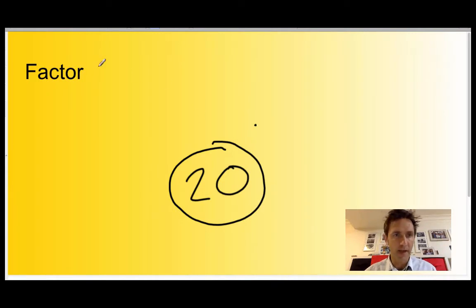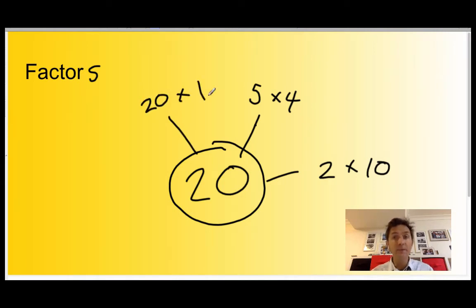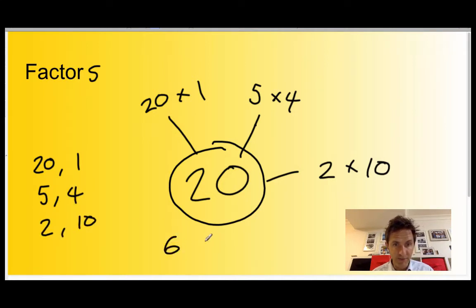Okay, so I'll write factors here. We're looking at factors, all the numbers that times together to equal 20. We've got 5 times 4, you've got 2 times 10, and of course, the old favourite, 20 times 1. So that means all the factors of 20 are this: 20, 1, 5, 4, 2, and 10. So there's 6 factors of 20.